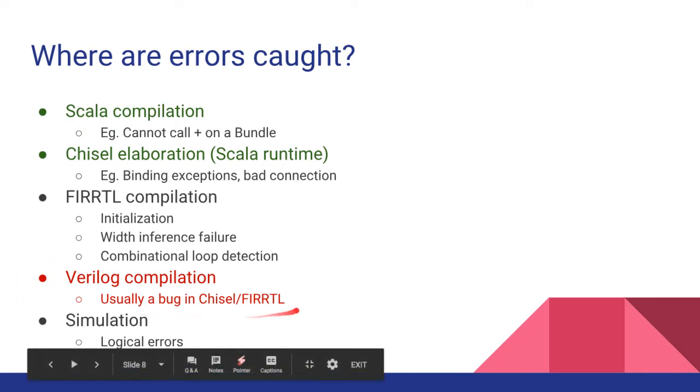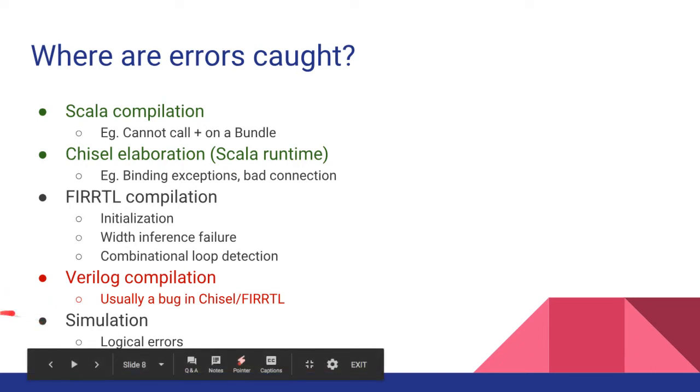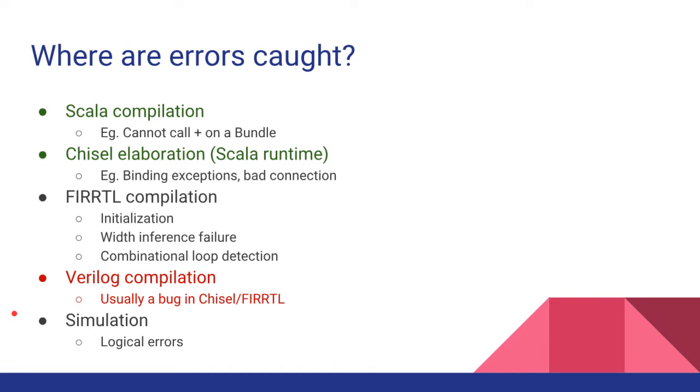A place where we don't want errors to be caught is Verilog compilation. So if you have the Verilog emitted by Chisel and you run it through VCS and you get an error, or you run it through Verilator, or you run it through synthesis and you get an error, that's bad. Please report a bug. And then the last place where errors can be caught is simulation, and those are just logical errors. You're designing hardware, and sometimes you make a mistake. You might do an and instead of an or. There's not a whole lot we can do about that, obviously. So that's where your favorite waveform viewer comes up.